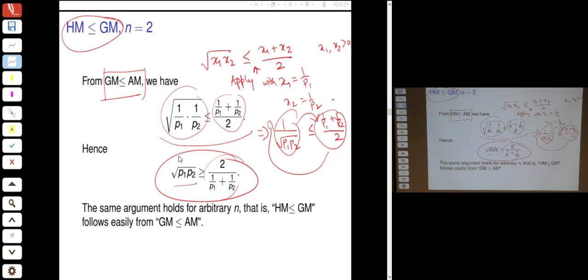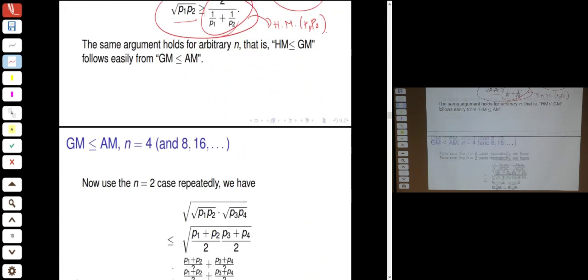So, this is precisely the GM of P1 and P2, and this is precisely the HM of P1 and P2. So, the inequality HM is less than or equal to GM is a simple consequence of the inequality GM less than or equal to AM, simply by applying GM less than or equal to AM to the quantities 1 by P1, 1 by P2, up to 1 by Pn. Okay? In this case, to the quantities 1 by P1, 1 by P2. So, that is a simple trick which converts GM less than or equal to AM to HM less than or equal to GM. So, clear? Any questions?